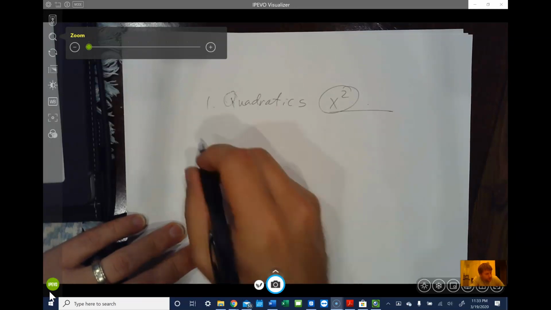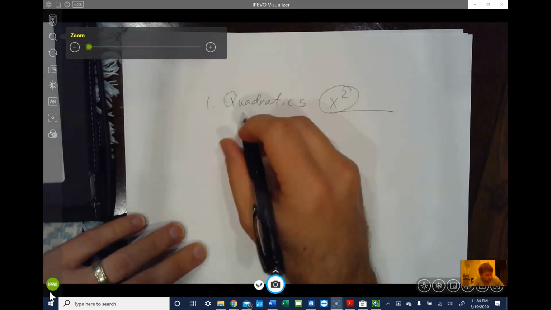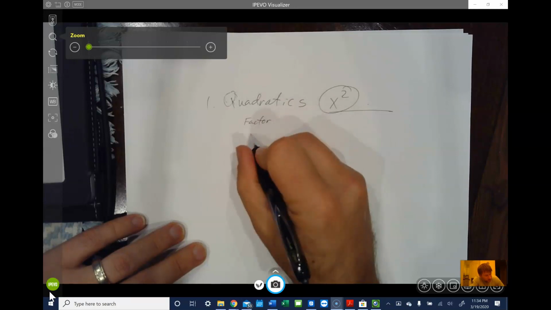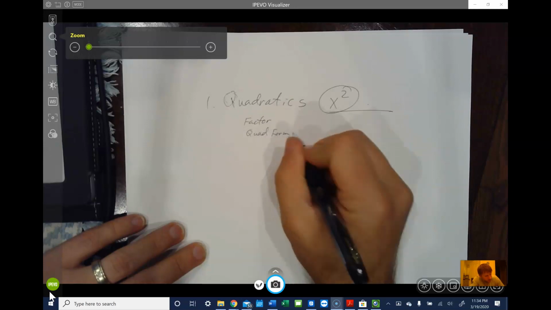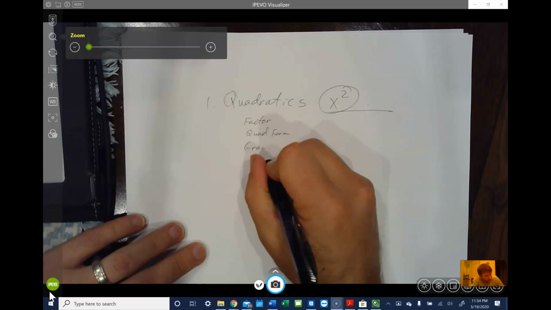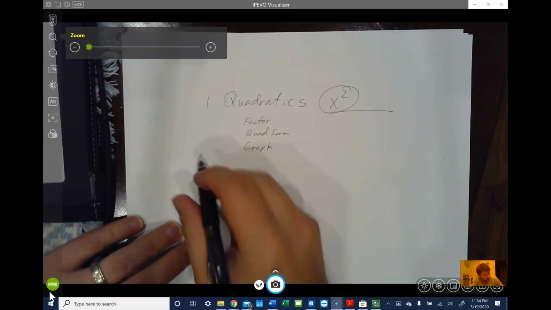We're going to learn several things. That will be the biggest topic. We're going to learn how to factor. We're going to learn the quadratic formula. We're going to learn how to graph. So those are three big things we're going to learn how to do with quadratics.